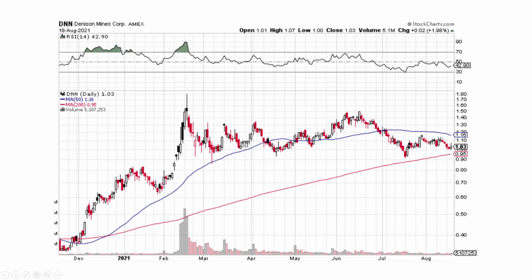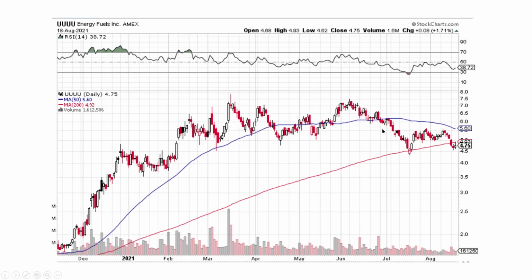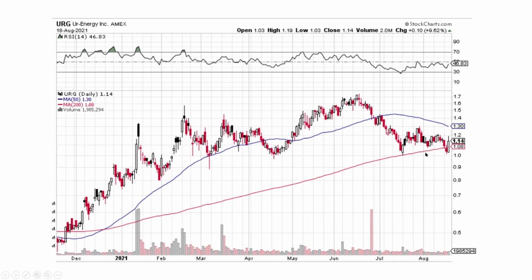Denison Mines, you can see the big two up days here. This is a bullish engulfing. And then the sideways movement of the sellers. The sellers can't really push this lower. Seems like the buyers have it under control. UUUU, same thing. We're back to where it started. We'll see if the buyers step in. URG has a bullish candlestick, bullish engulfing. We could go higher. We'll see what happens.